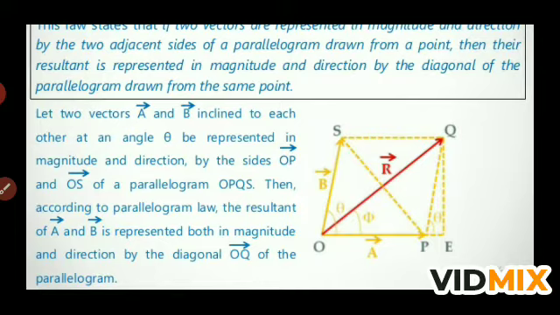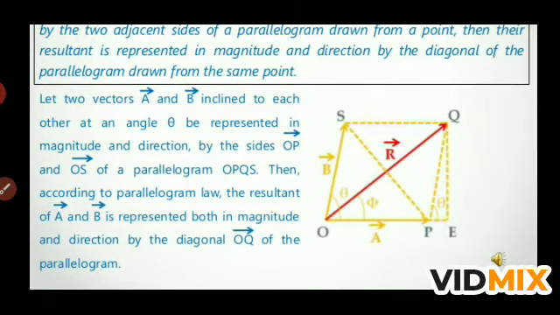In the previous case, when we were adding by the triangle law, we put the tail of B on the arrow of A. But here the two vectors A and B make an angle theta with each other. If you see the yellow color, theta is written there. So theta is the angle between A and B, and both originate from the same point. So we make a line parallel to B and a dotted line parallel to A, and the resultant is the diagonal of the parallelogram.